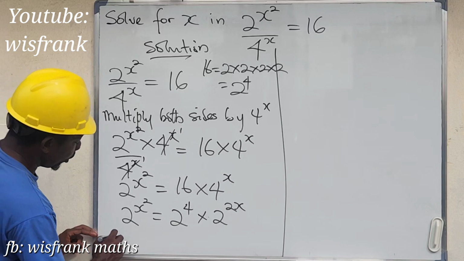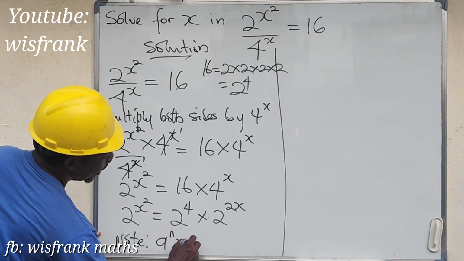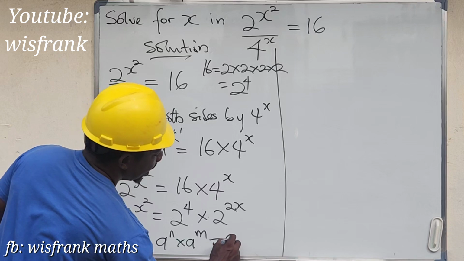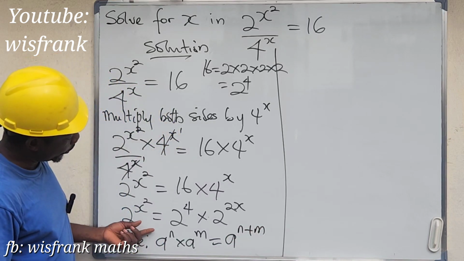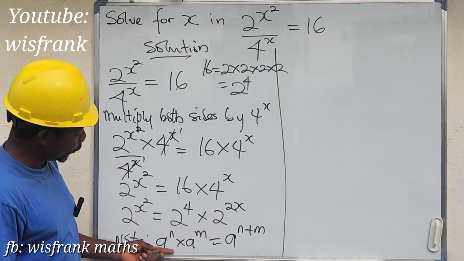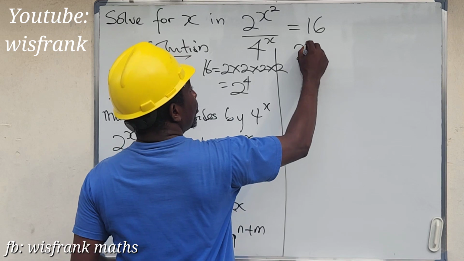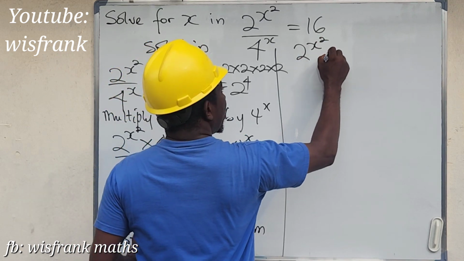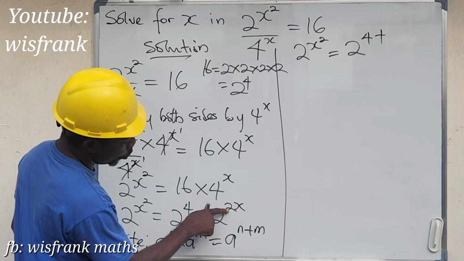So for indices, we know that when we have a raised to the power of n times a raised to the power of m, it is the same thing as a raised to the power of n plus m. So we are going to express the right hand side in this format. So this will become 2 raised to the power of x squared equals 2 raised to the power of 4 plus 2x.